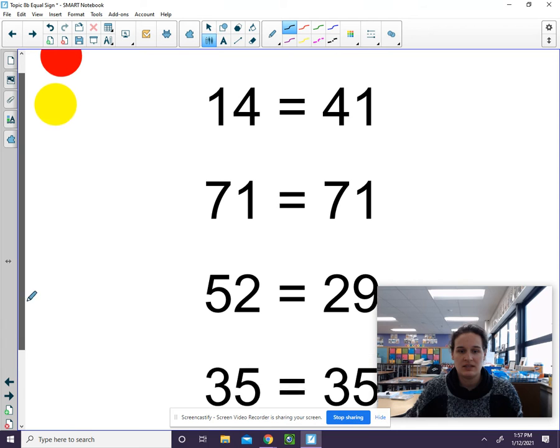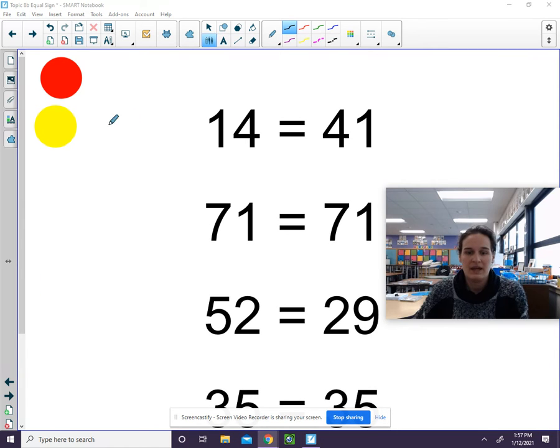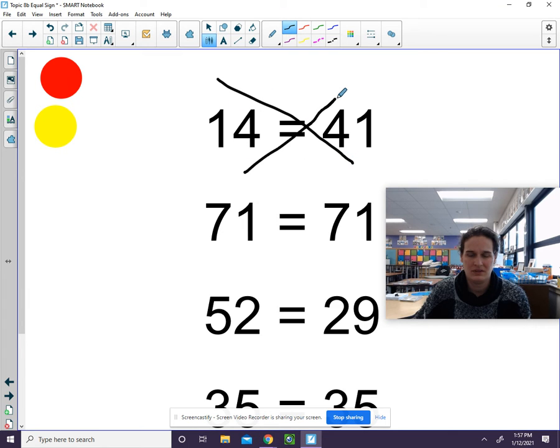Okay, we're going to try a couple other ones. So we're going to look at these numbers here. So we have 14 equals 41. Well, so far what we've noticed is the number has to be the same on both sides. Is 14 the same as 41? No. What about 71 equals 71? Is 71 the same as 71? Yeah, that is the same. Those numbers are the same.